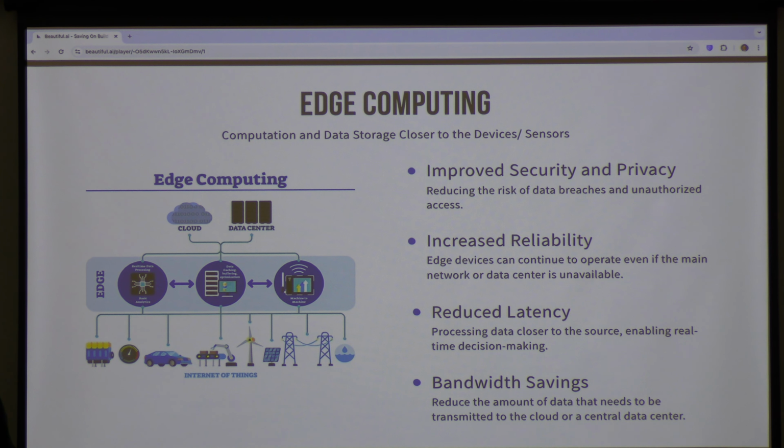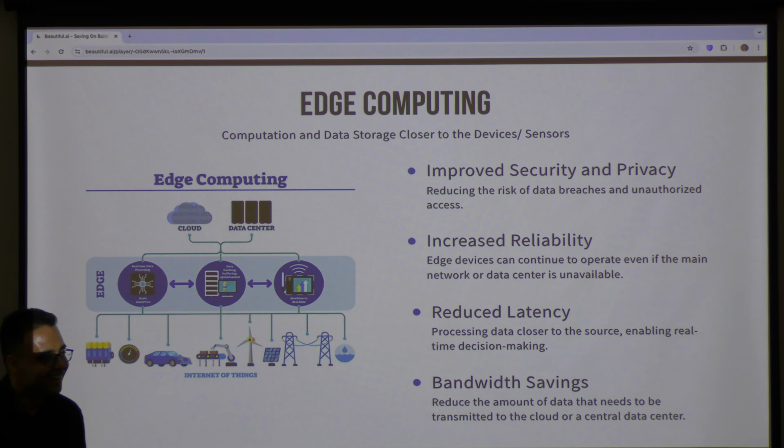Anyone here? Fiber to the farm, baby. What? Fiber to the farm.